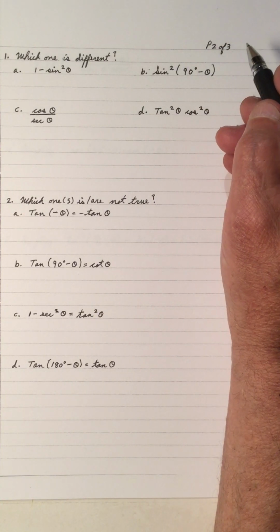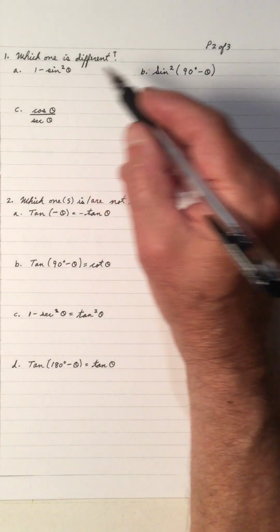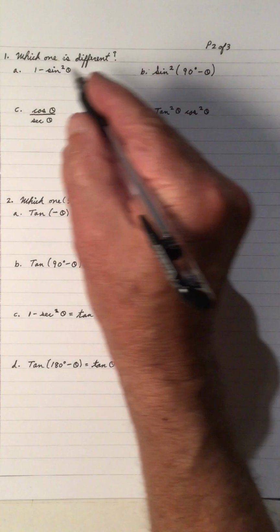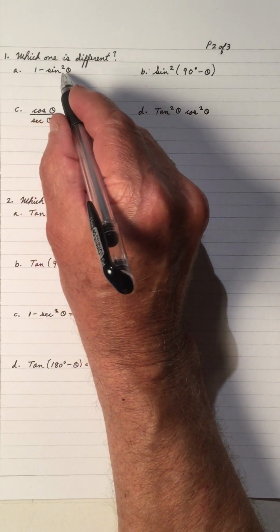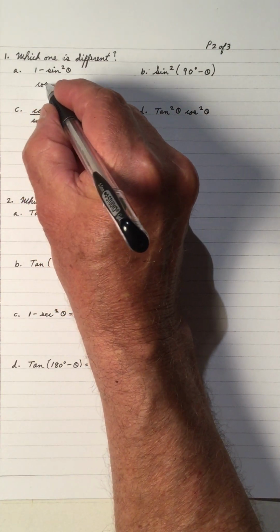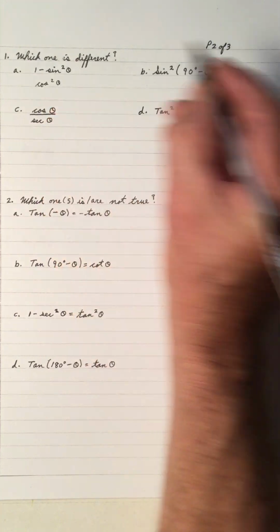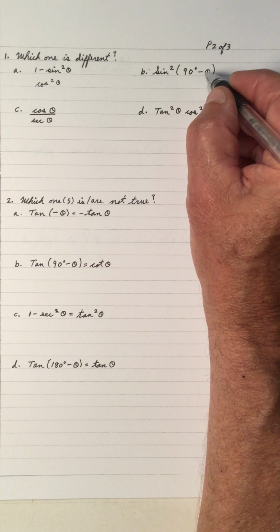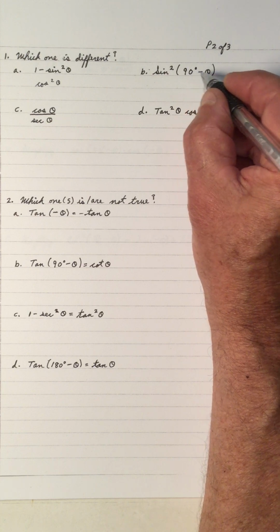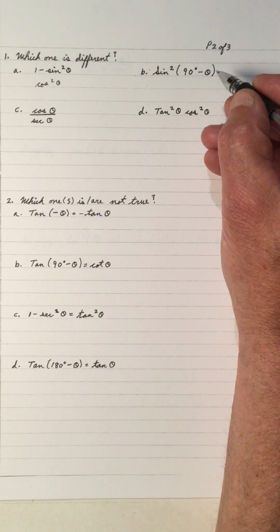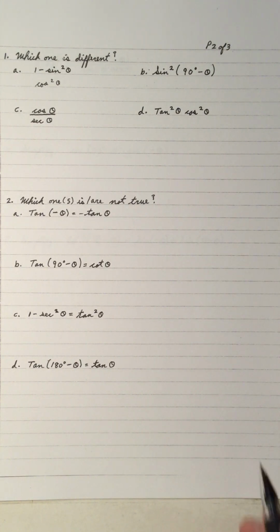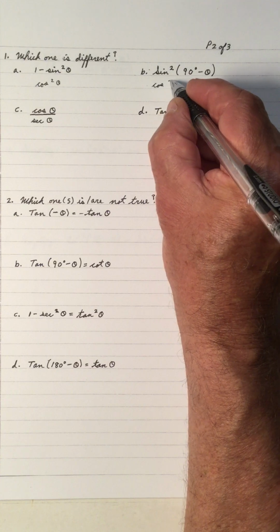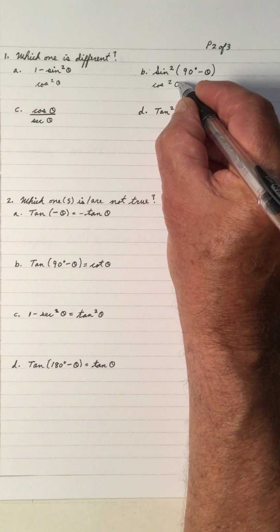Which one is different? We've got to find the answers to each of these to find out which one is different. So another name for 1 minus sine squared is cos squared. And sine squared of 90 minus theta, because you do a 90 minus theta, that means the sine changes cofunctions. So this is the same as cos squared of theta.